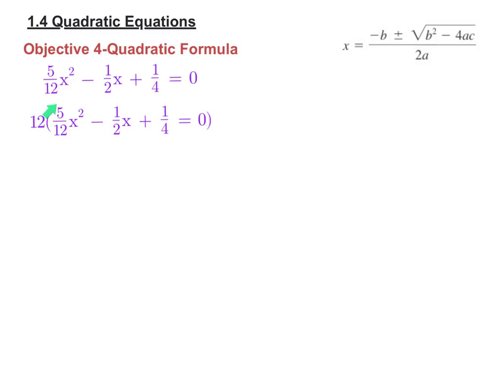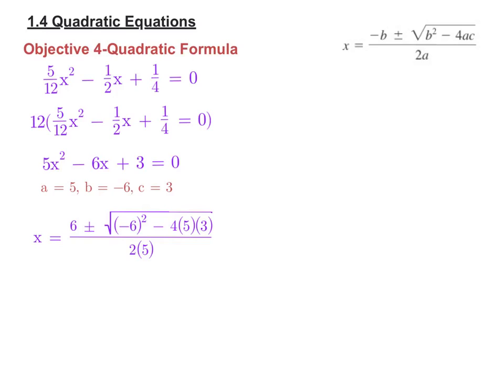Okay, so the 12s are going to cancel here. The 12 and the 2 will cancel to give me a 6, and the 12 and the 4 will cancel to give me a 3. So I have a much neater, nicer equation that's technically in standard form. Okay, so what's A here? 5. What is B? And C. Okay, so I have those. Go ahead and finish it.